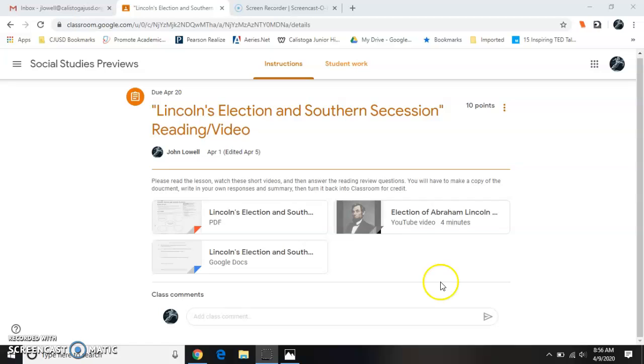This is the fourth reading lesson on the antebellum period, and it is due Monday, April 20th. Once again, there is the reading posted here, along with a short video on the election of Abraham Lincoln, and then, of course, the reading response questions, which you'll need to make a copy of, answer, and then turn back into Classroom.